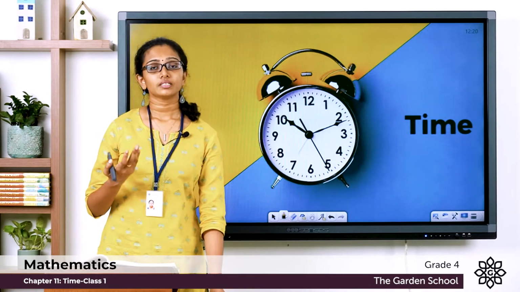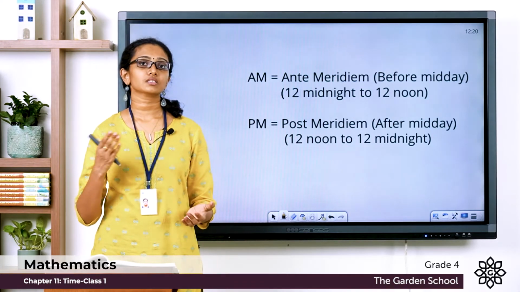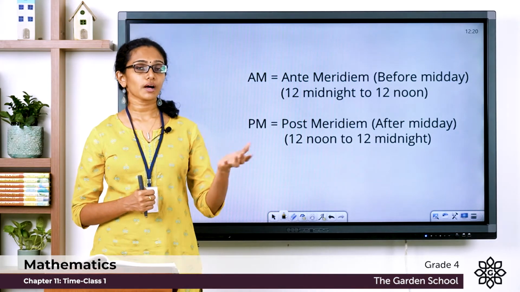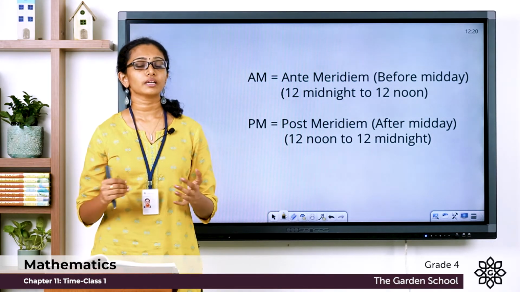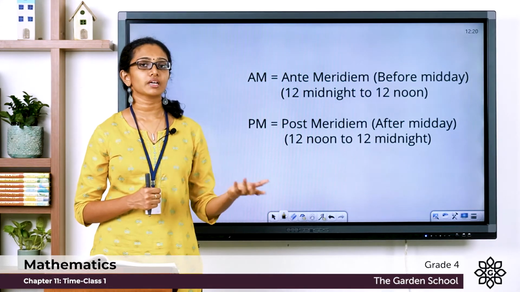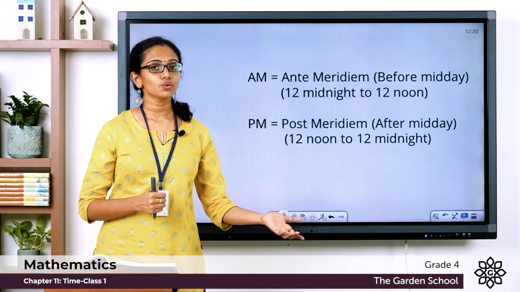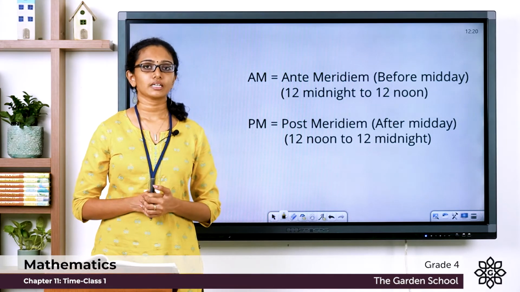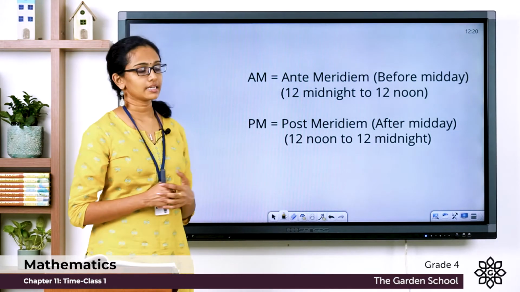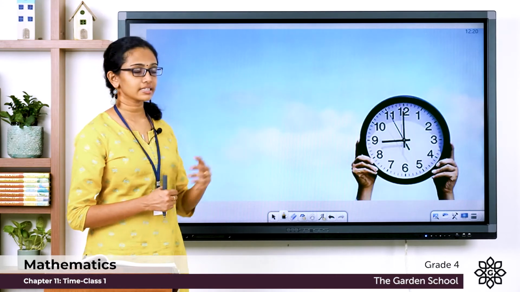See, a day usually starts from 12 in the midnight of one day and it extends to the 12 midnight of the second day. So the time from 12 in the midnight to 12 in the noon, that is called the time of AM or ante-meridium or before midday. And the time from 12 noon to 12 in the midnight, that is called PM or post-meridium or after midday.